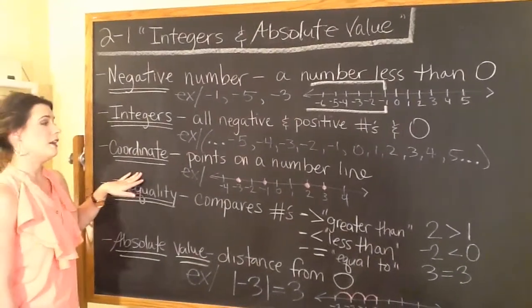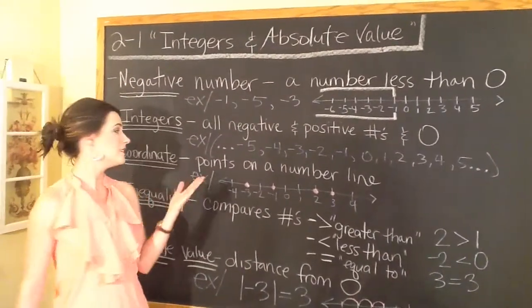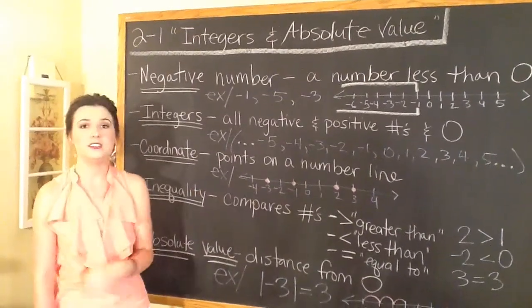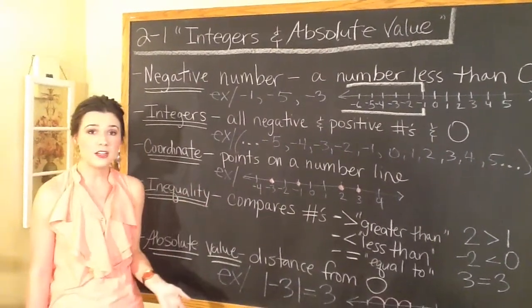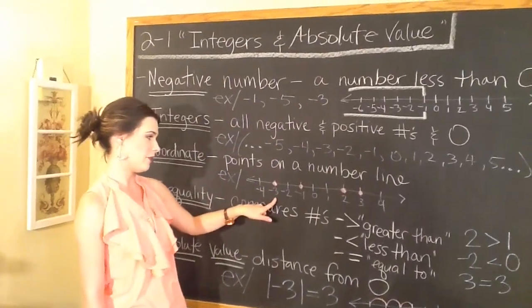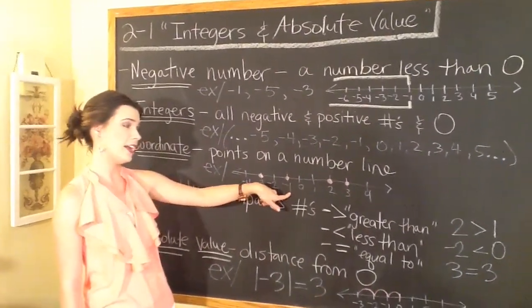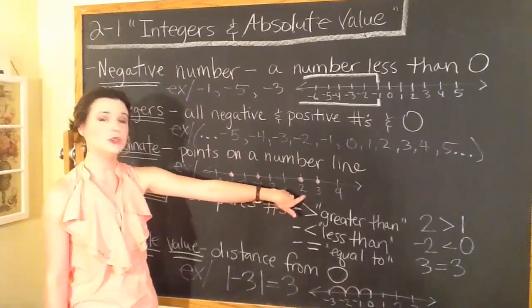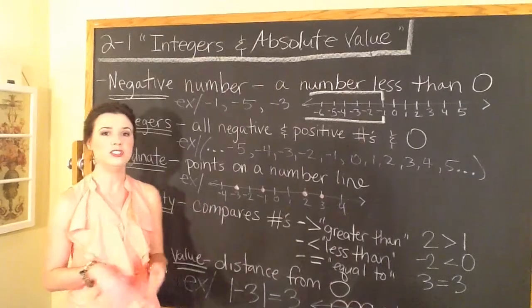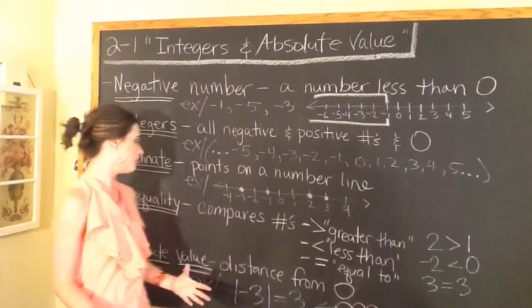A coordinate. A coordinate is a point on a number line. So if we wanted to signify where -3 is on a number line, we would use a coordinate by putting a point on -3. There's a coordinate at -1, a coordinate at 2, and a coordinate at 3. So anywhere you put a dot on a number line showing us what number you're talking about.